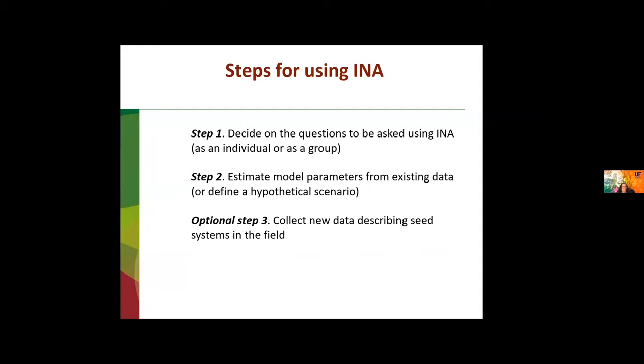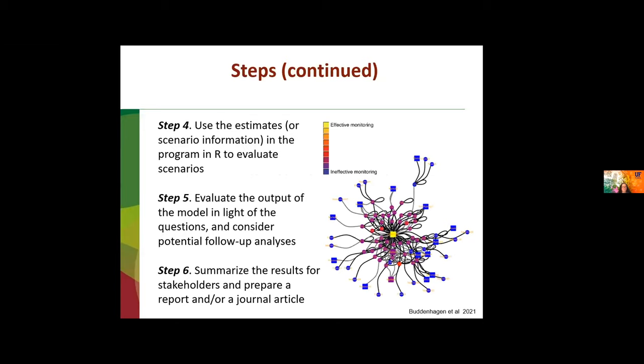Let's see, if you think about the steps for using impact network analysis. First, deciding on the questions to be asked using it. In that first slide, I gave a few examples of questions. Depending on the system, there might be lots of different kinds of structures of questions. Then second, use existing data or define a hypothetical scenario to estimate the model parameters that go into impact network analysis. And as an optional step three, there might be new data collected to describe the seed systems. Step four, use the estimates or general scenario characterization in the program in R to evaluate the scenarios. Step five, evaluate the output of the model in light of the questions, which might also stimulate potential follow-up analyses once some of those earlier results are seen. And then six, summarize the results for stakeholders and perhaps prepare a report or journal article.